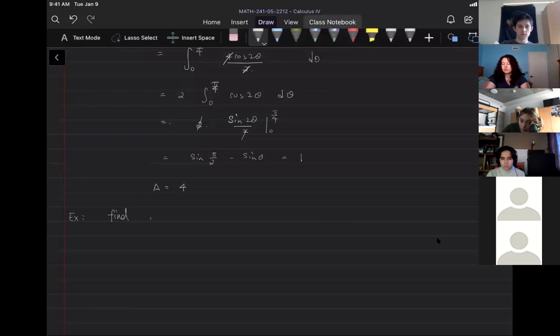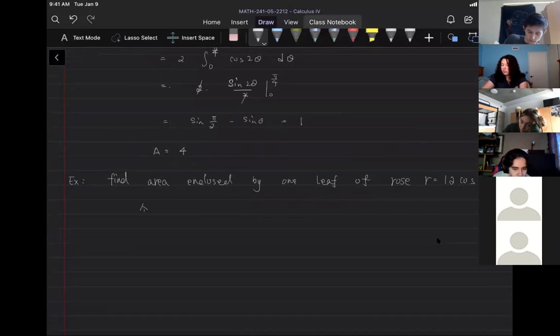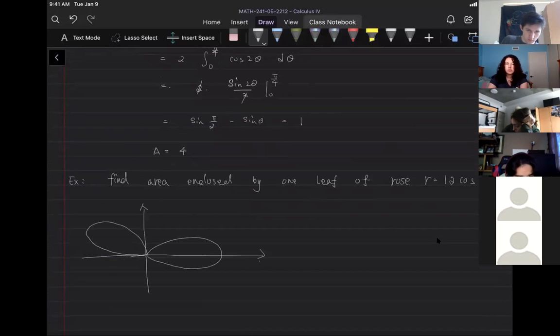Find the area enclosed by one leaf of the rose r equals 12 cosine 3θ. I'm going to give you the graph, okay? Those 3 leaves have totally the same area. Find the area of one leaf.